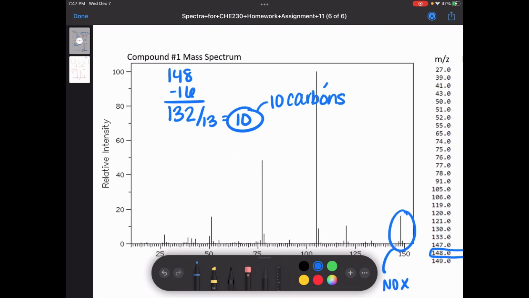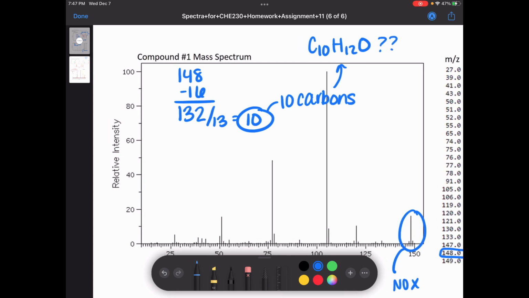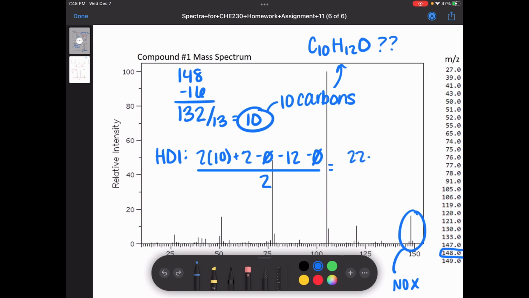If we have 12 carbons, so right now we think we've got C10H12O. Let's do an HDI. We have 2 times 10 plus 2 minus 0 nitrogens. We have no nitrogens. Minus 12 hydrogens minus 0 halogens. Let's divide all of that by 2. Lo and behold, we get 22 minus 12 over 2. That's going to give us 5.